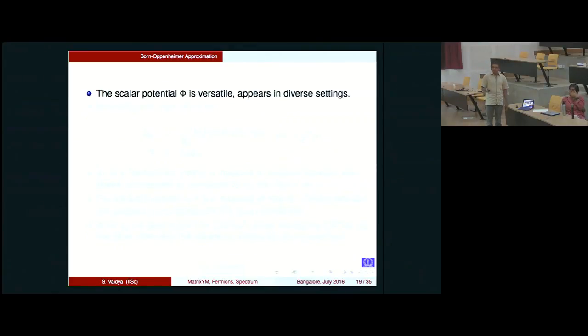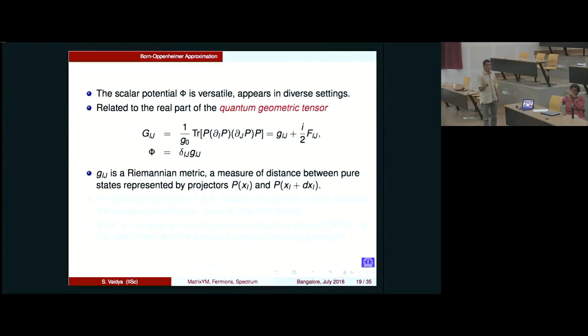Okay. So I just want to say a few things about this phi. It appears to be quite versatile and it appears in many settings. For example, it is related to something called the quantum geometric tensor. It's the real part of the quantum geometric tensor. The imaginary part of the quantum geometric tensor is actually just a curvature, Berry's curvature.